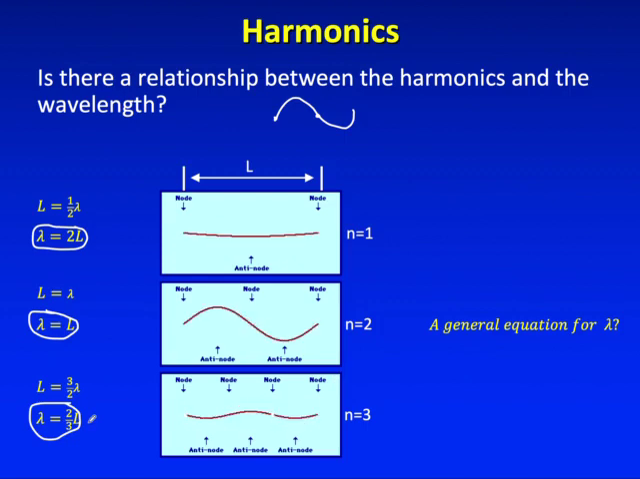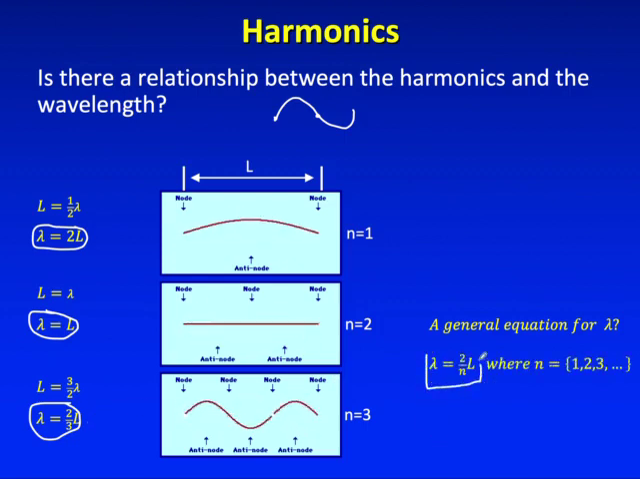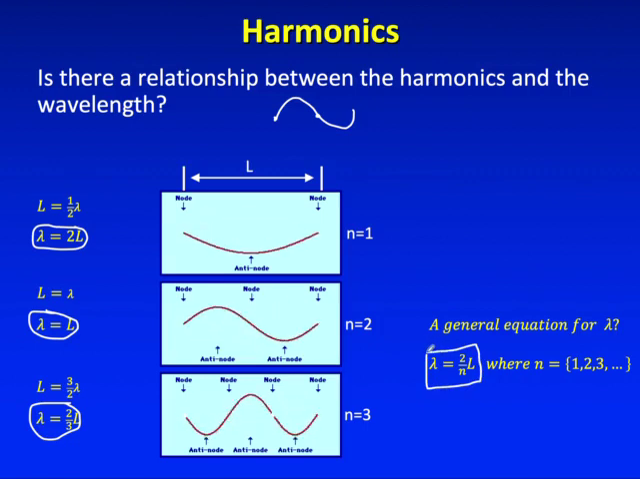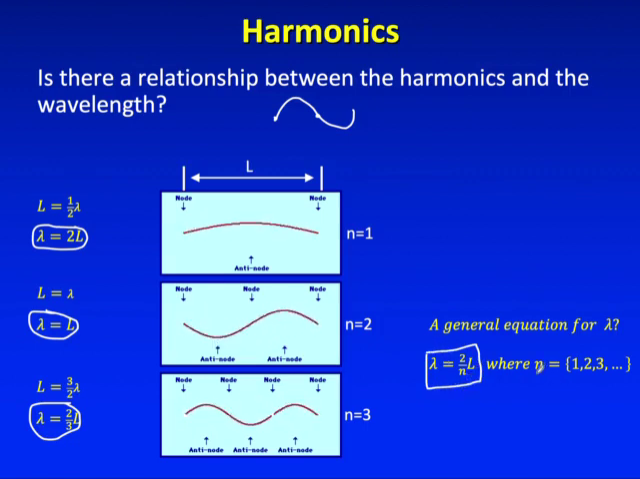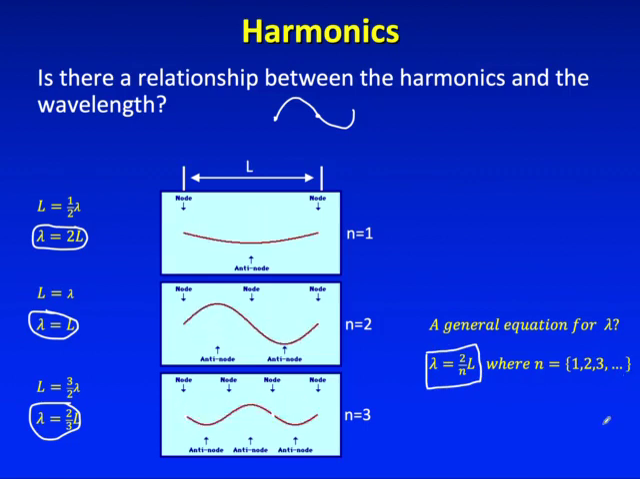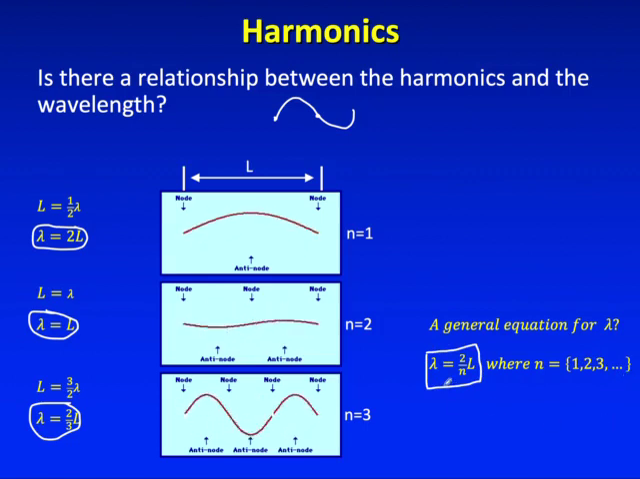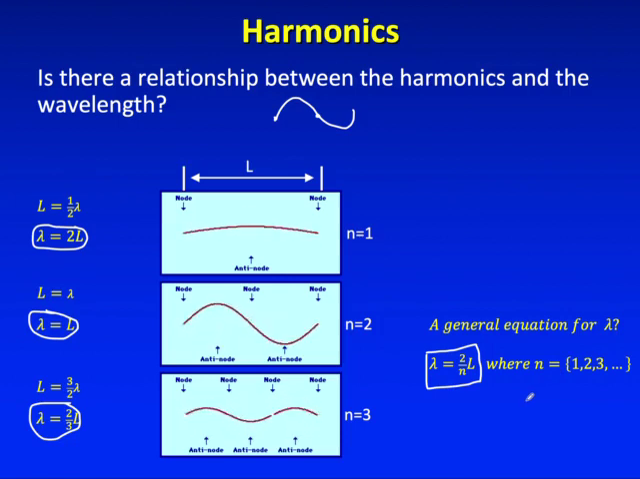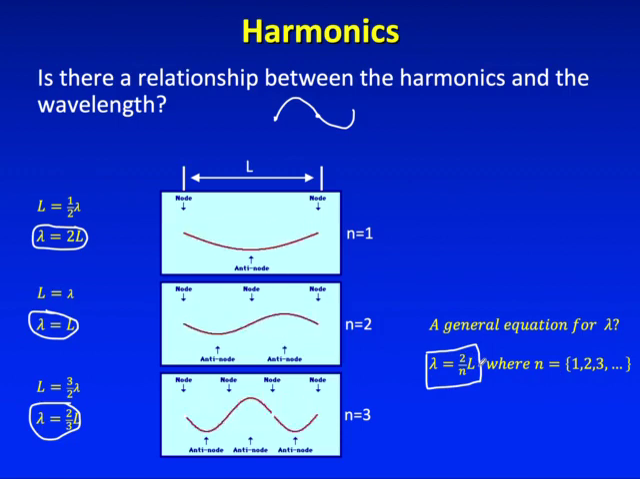If you haven't seen it yet, it turns out lambda is equal to 2 over n times L, where n is 1, 2, 3, 4, 5, 6, 7, 8, 9, 10. So you can now tell me, oh, the wavelength, for example, the fifth harmonic would be 2/5 of the length. Kind of nice.